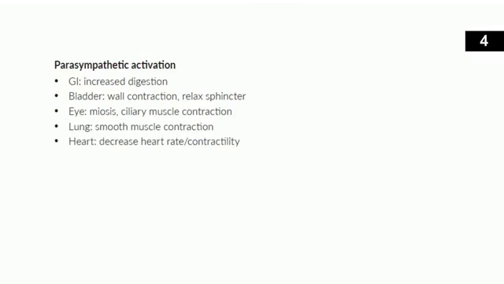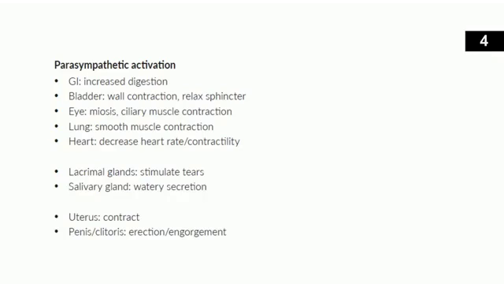In the heart, you're going to get decreased heart rate and decreased contractility. In the lacrimal glands, you're going to get a stimulation of tear production. In the salivary glands, you're going to have watery secretion increased. In the penis, you're going to have an erection. In the clitoris, you're going to have an engorgement.